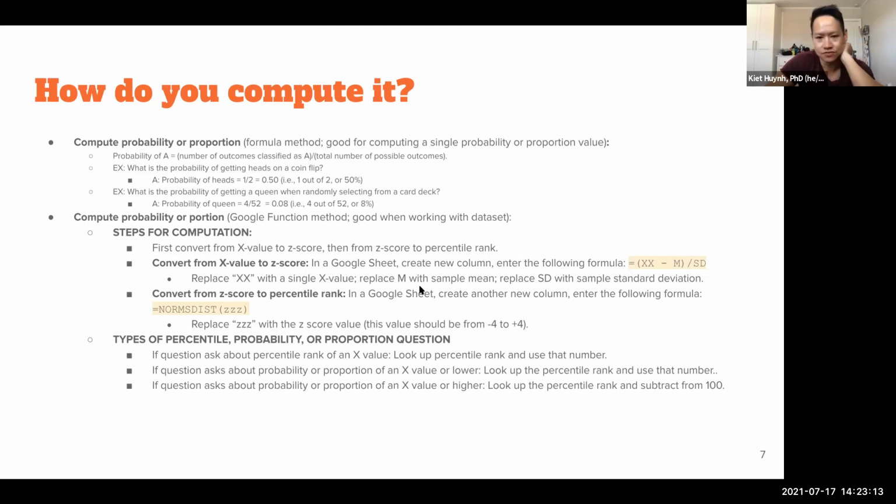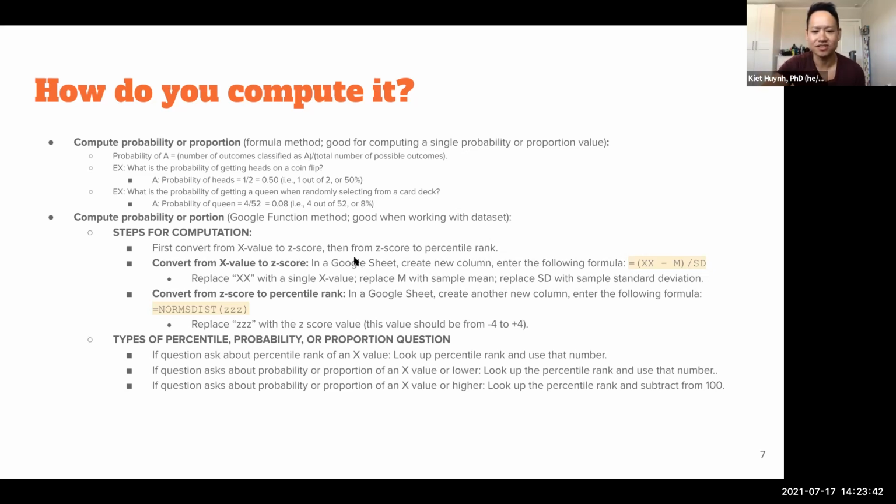All right, so how do you compute a probability or proportion when you're working with a data set, which is what we'll be doing more of in this class, and probably what you'll be doing more of in practice as well. So first, you have to convert the X value to Z-scores, then convert the Z-scores to percentile ranks. So same thing that we did last time when we were trying to estimate percentile ranks. It's basically the same process.